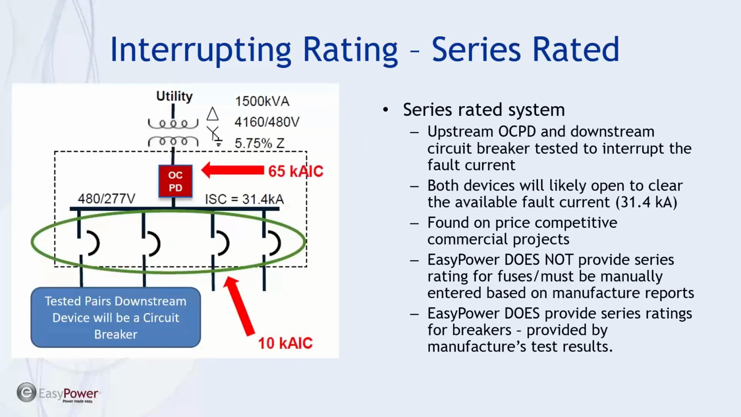The series rating is a little different matter, and this involves using an upstream device to improve or buffer the downstream operations of devices that may not be as standalone fully rated to accept the fault current that they'll be exposed to. The bottom line is both devices will likely clear the available fault, and it's a scheme that's found on commercially competitive projects because it allows lower rated devices that may be from older systems to be protected by this series rating testing. Now this is important because this is not something that can be done in the field.